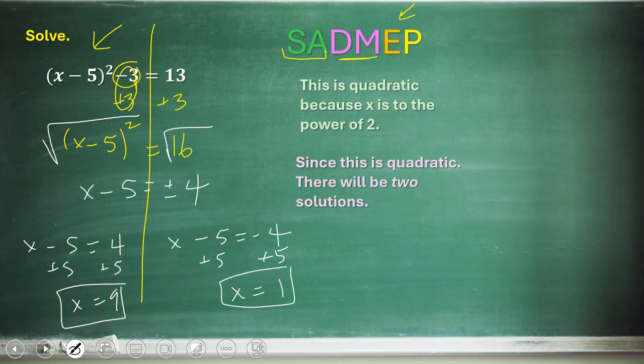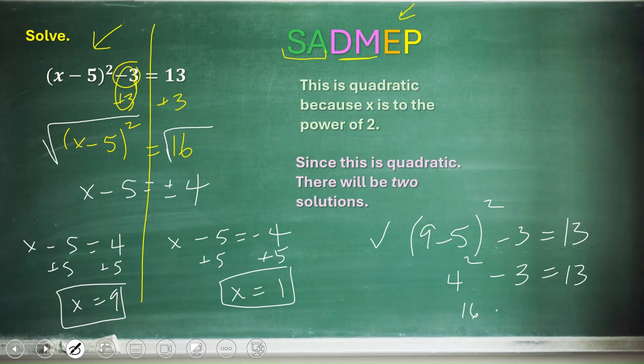All right, I think it's always a great idea to check our answers. So I'm going to come over here, and everywhere I see x, I'm going to plug in 9 to make sure this works. I'm trying to make sure it equals 13. 9 minus 5 is 4. 4 squared minus 3 equals 13? Not sure yet. 16 minus 3 does, in fact, equal 13. So that solution works.